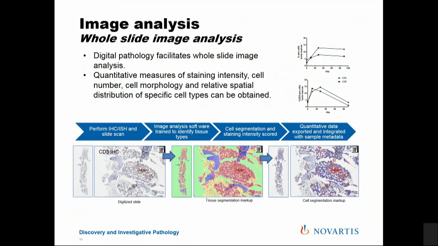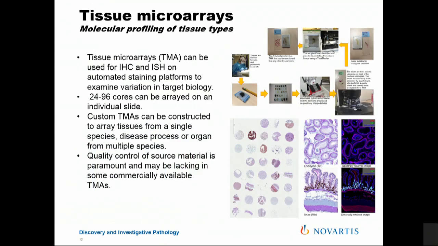The digital approach also facilitates whole slide image analysis, and this allows us to quantitatively measure staining intensity, cell number, cell morphology, the spatial relationship between cells. In this approach, the slides are stained by immunohistochemistry on an automated staining platform. They are scanned. The software can easily be trained to distinguish the neoplastic versus non-neoplastic elements, and then to segment the cells, look at their staining intensity, and generate H-scores or other measures that can be compared quantitatively.